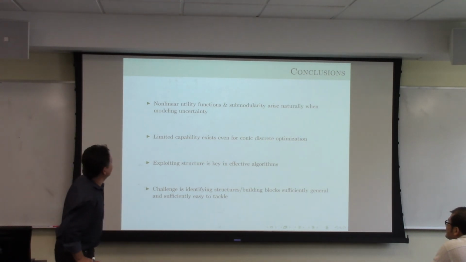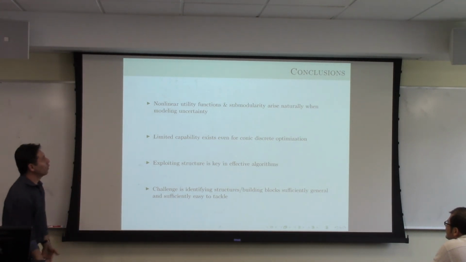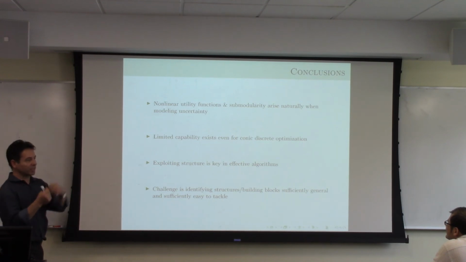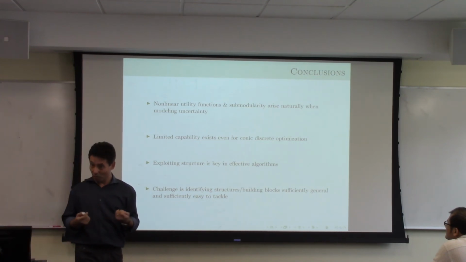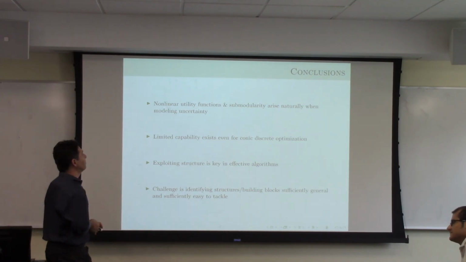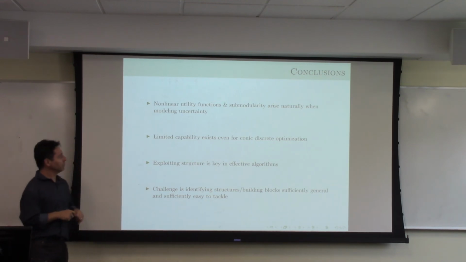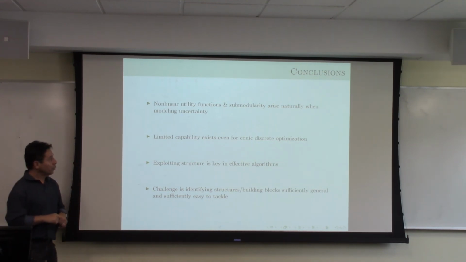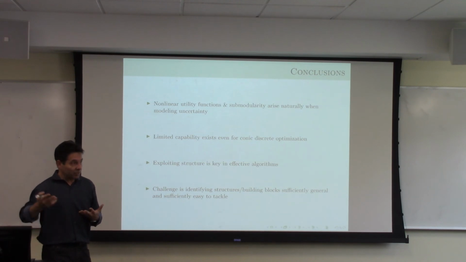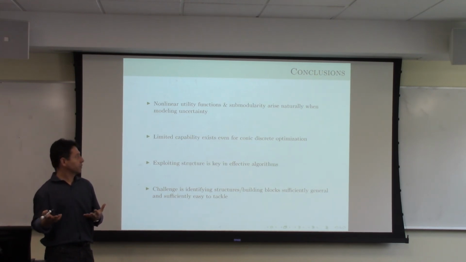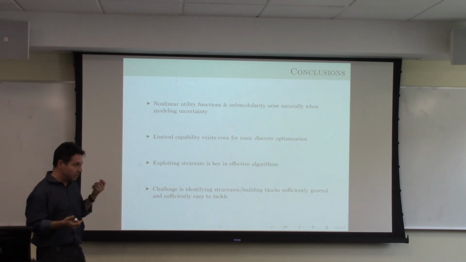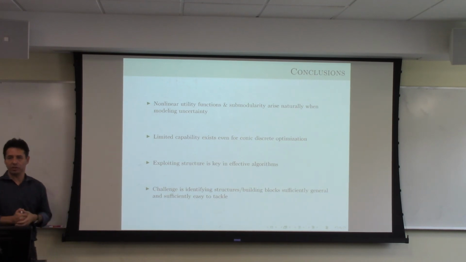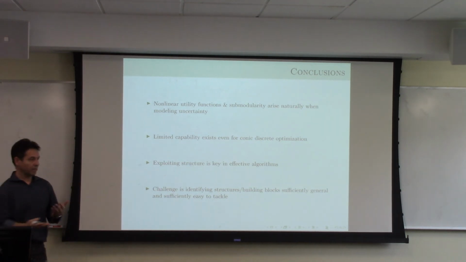So last slide is, I hope I was able to convince you that this type of utility function arises often whenever you're modeling uncertainty in combinatorial problems. We have limited capabilities in off-the-shelf solvers to be able to tackle these problems, and we do need to exploit special structure and somehow add that into these solvers.